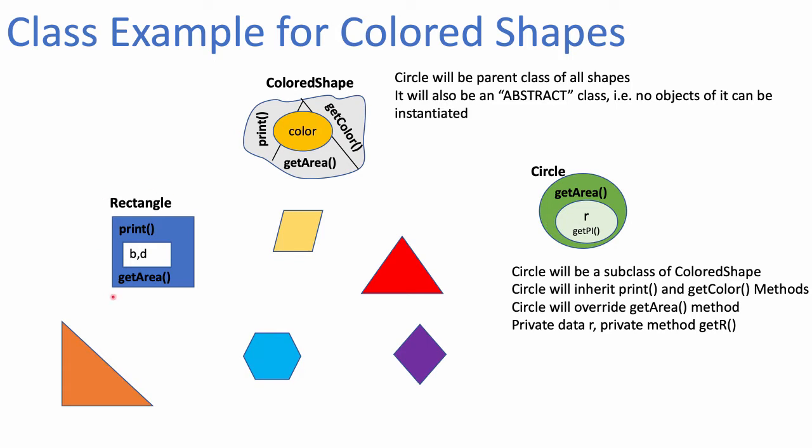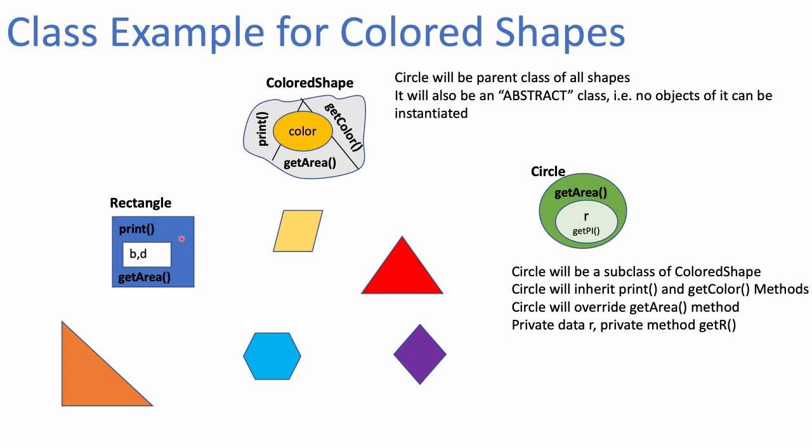We're also going to look at a rectangle. The rectangle is going to override the print and getArea methods. The rectangle itself is going to keep two variables, b and d. Again, they're going to be hidden from the outside world, so nobody will be able to see them.